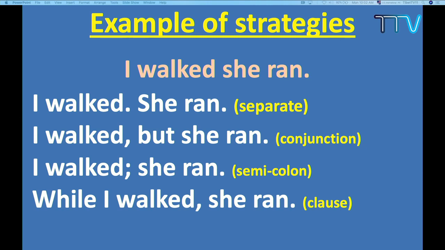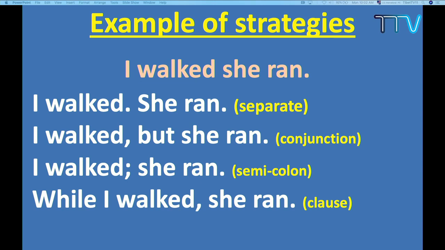I walked, comma, but she ran. Instead of comma, but, you can use a semicolon. So it's very easy, isn't it? Make sure that you use the semicolon. The more you use it, the more comfortable you feel.